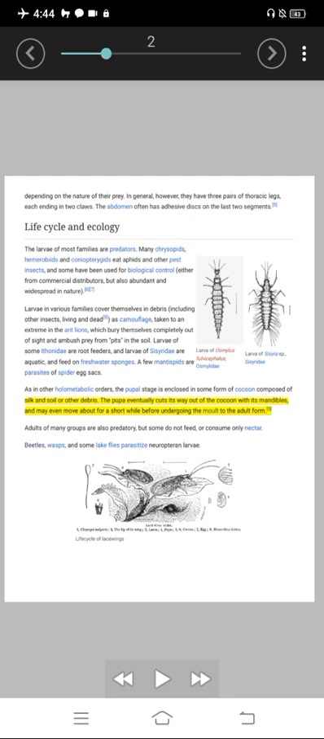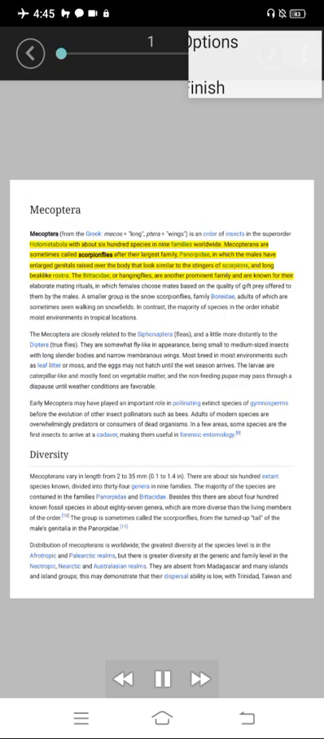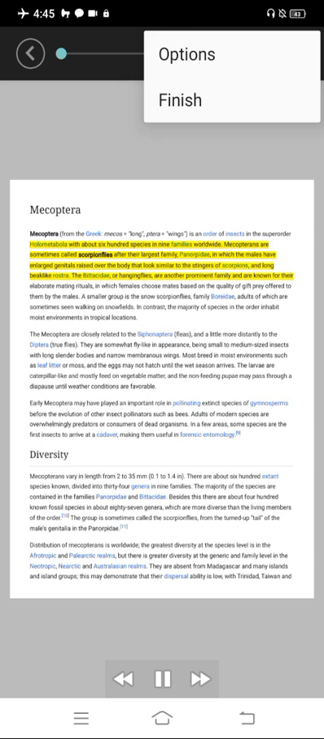Mecoptera, from the Greek, mekos equals long, ptera equals wings, is an order of insects in the superorder Holometabola with about 600 species in 9 families worldwide. Mecopterans are sometimes called scorpionflies after their largest family, Panorpidae, in which the males have enlarged genitals raised over the body that look similar to the stingers of scorpions, and long beak-like rostra.